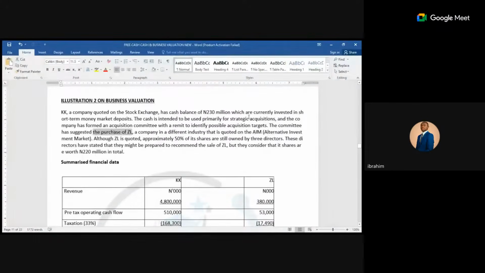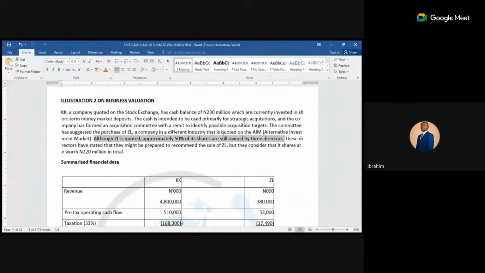So now they are not looking at an alternative to the purchase of ZL, a company in a different industry that is quoted on the alternative investment market. They've identified ZL. Although ZL is quoted, approximately 50% of its shares are still owned by three directors.